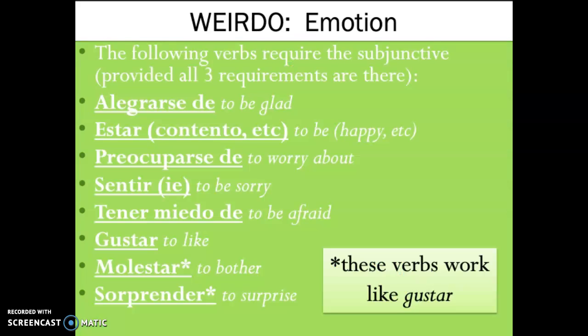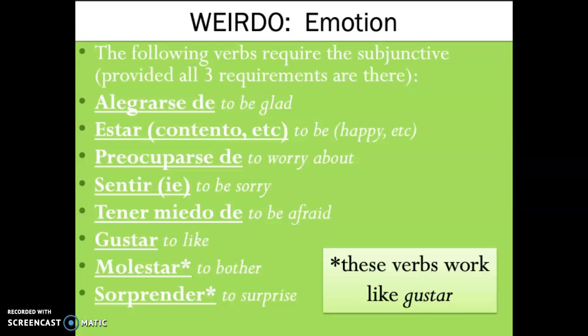Now let's take a look at new weirdo verbs. These are the verbs that express emotion. Remember that when forming the subjunctive, there are 3 requirements, which are 2 subjects, a weirdo verb, and the word que. Okay, these verbs that you're looking at right now are verbs that express emotion, which is the E of the word weirdo.